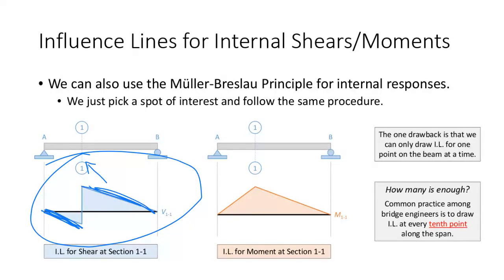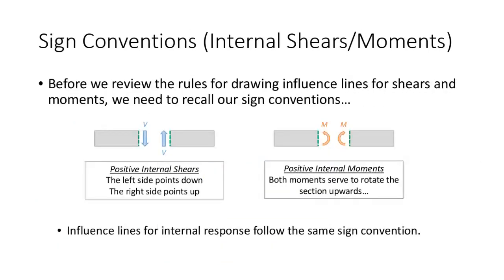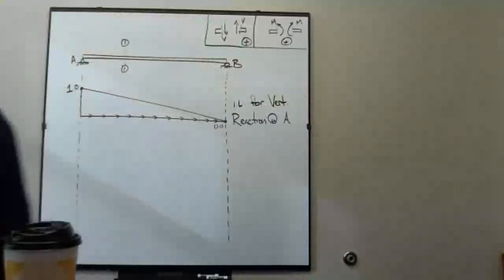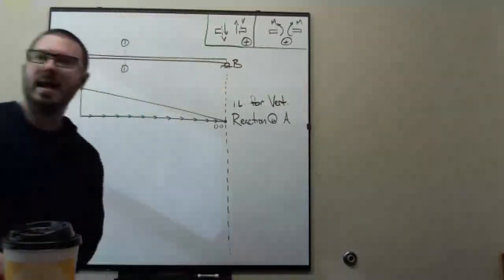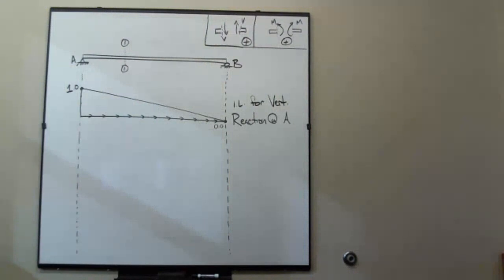But I want to walk through this very carefully. I want to walk through how we construct this, and not just how we construct it, but how we get our associated values. So let's take a look here at the board. Okay, I have a pretty straightforward beam. I have a simply supported beam.